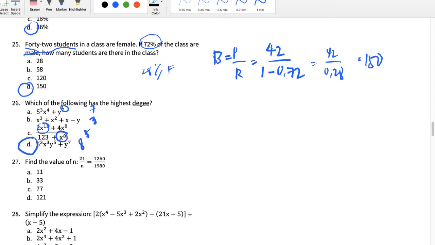Number 27. Find the value of n if 21 over n is equal to 1,260 over 1,980.